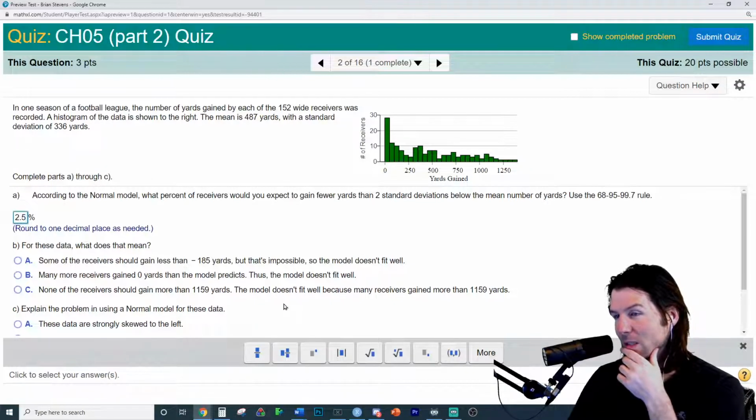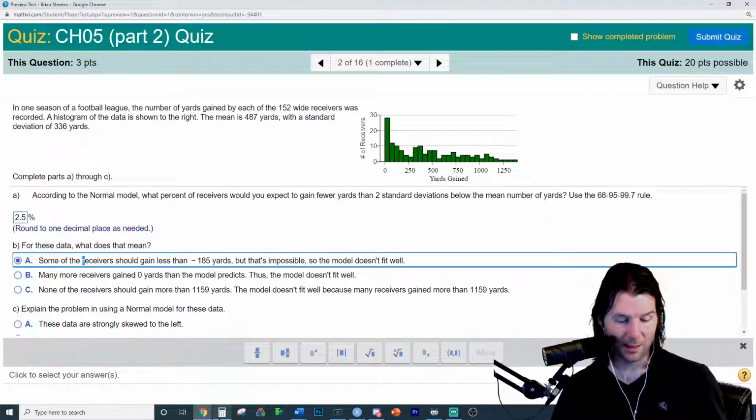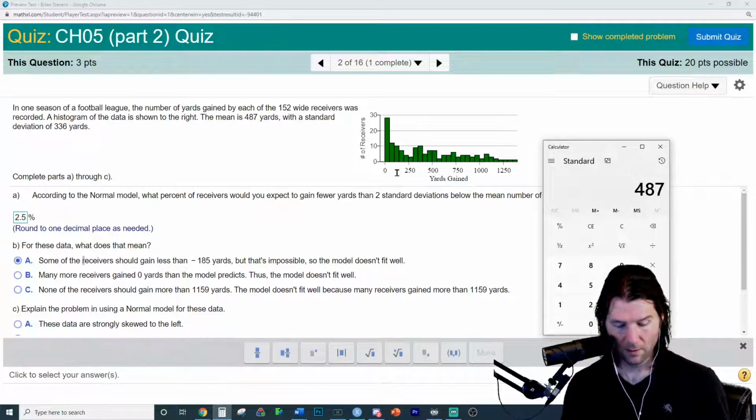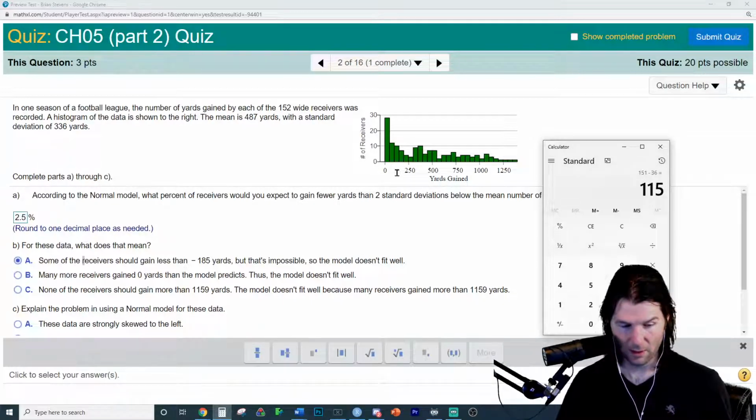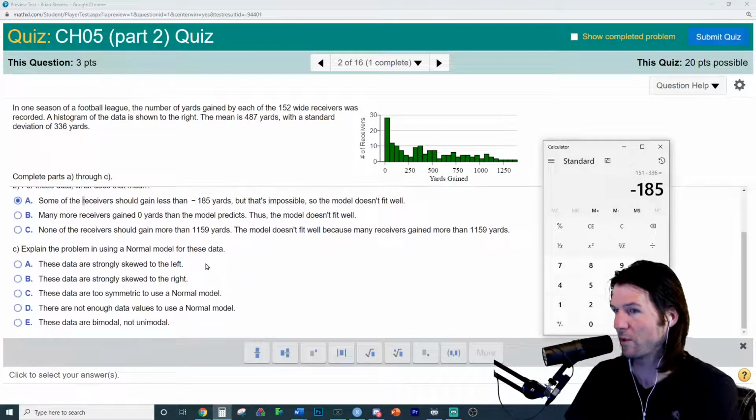For this data, what does this mean? The mean is 500, I'm rounding. The standard deviation is 300. 2 standard deviations down is 100, so some receivers should gain fewer than this many yards. You can find this exact number if you take the mean, 487, subtract 1 standard deviation, 336, and subtract 2 standard deviations. 487 minus 336 minus 336, and there's the negative 185. There we go, that's 2 standard deviations below the mean.